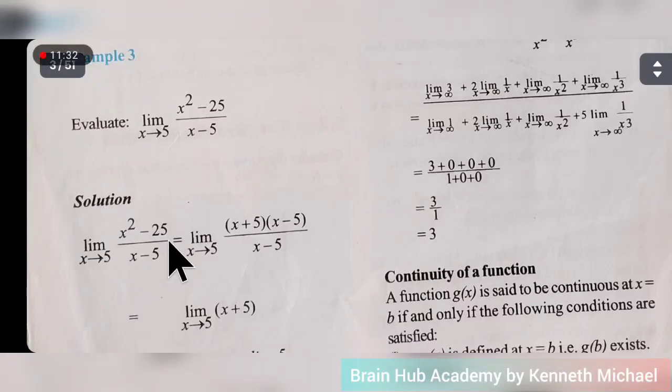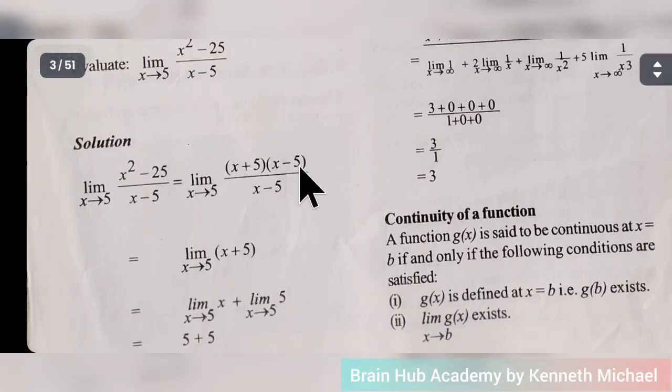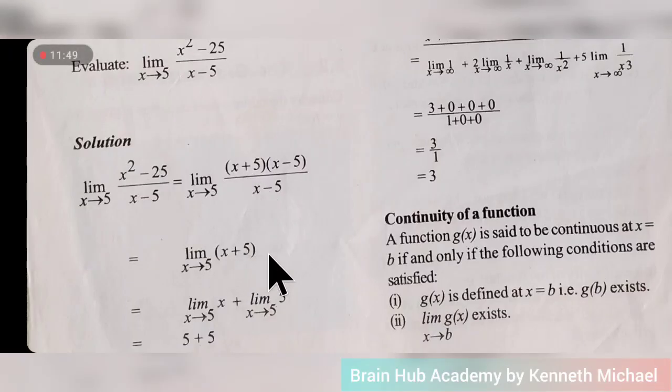So you discover that if you expand x squared minus 25, it will give us x plus 5 and x minus 5. All right, so this is what we call the expansion of this. So all over we have x minus 5. The essence is just to cancel out, x minus 5 will cancel out x minus 5. We are left with x plus 5, and this is what we have here.